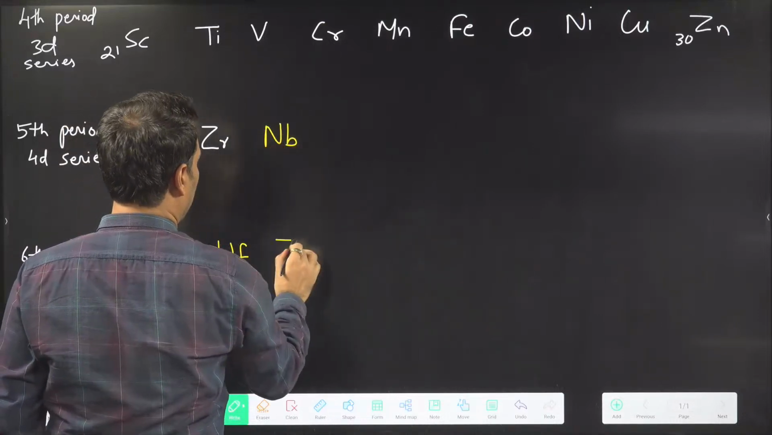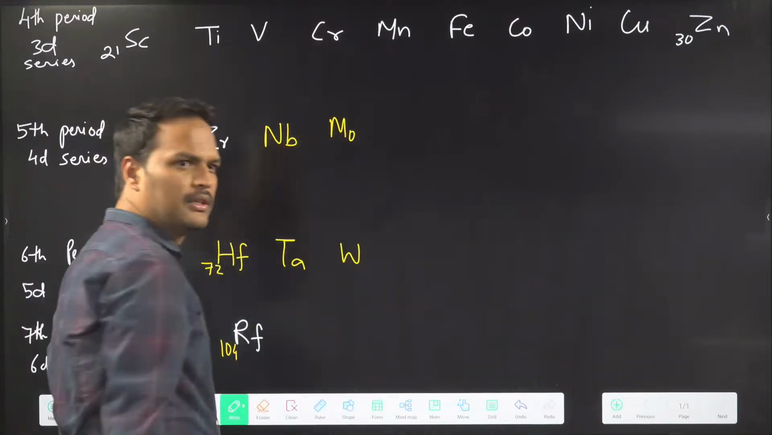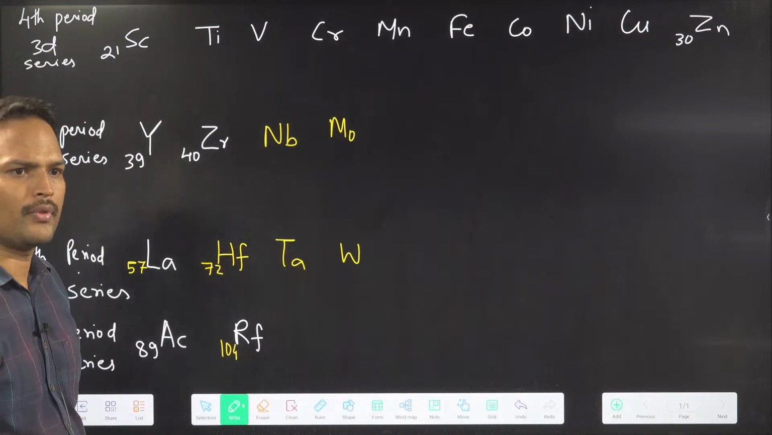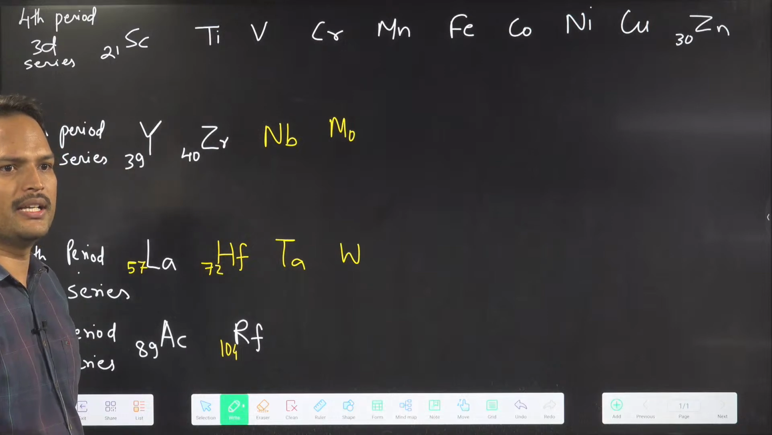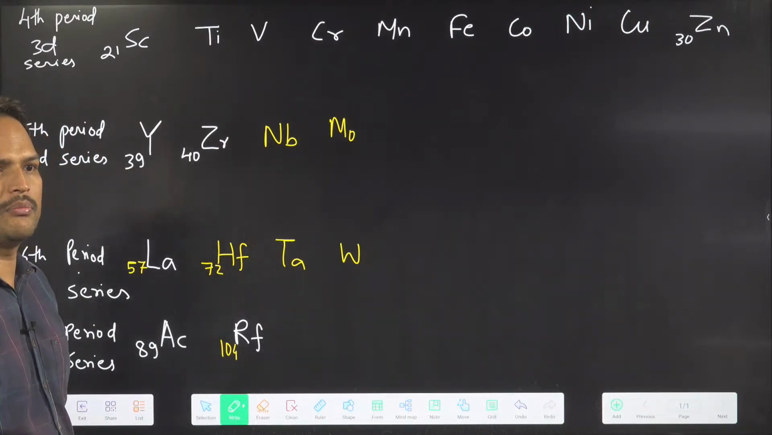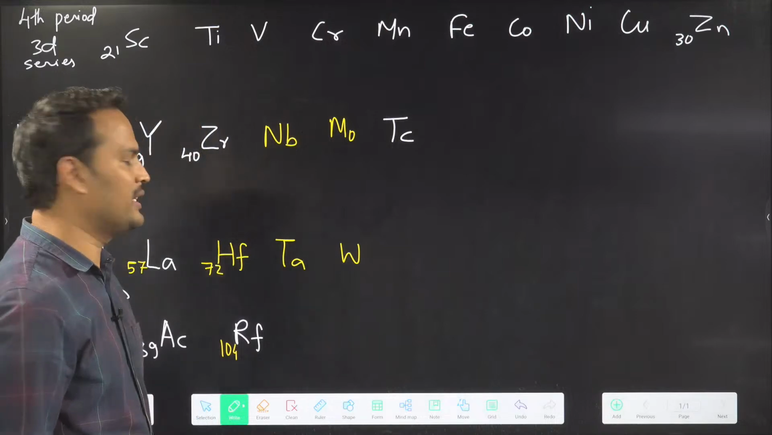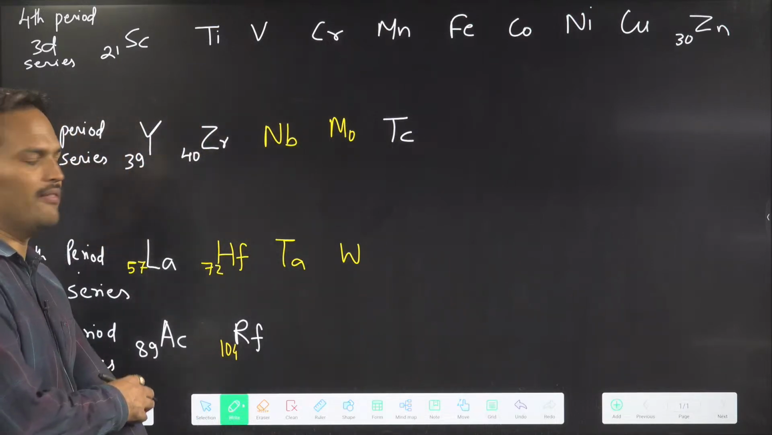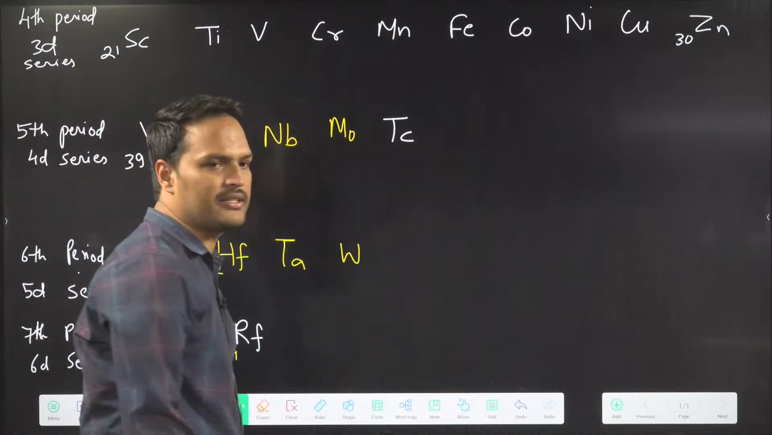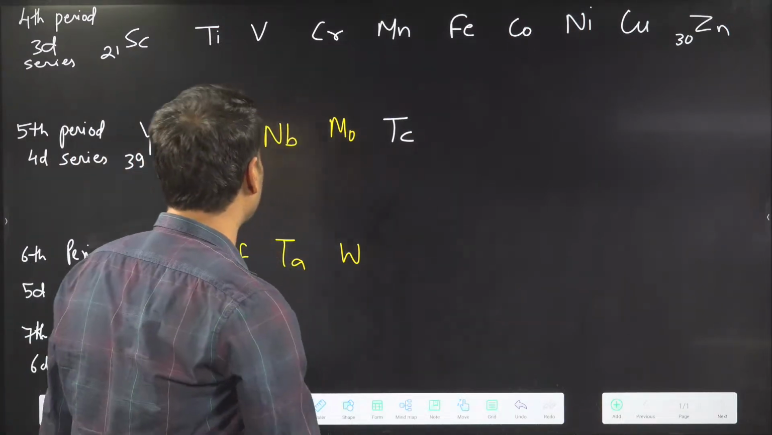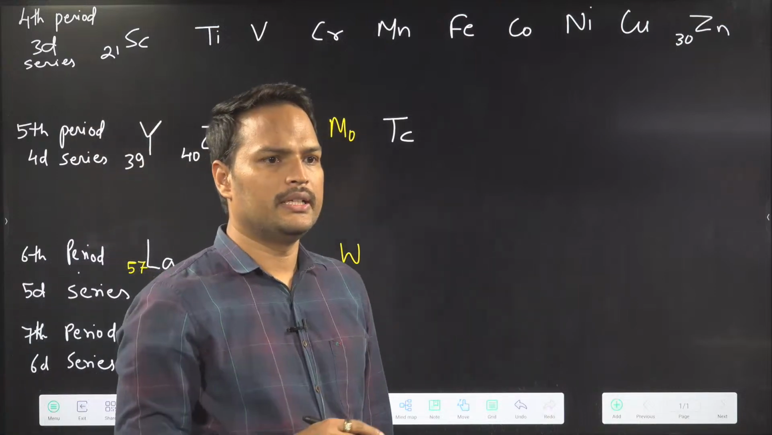Zirconium, hafnium, niobium, tantalum, molybdenum, tungsten. Is it correct? Ramya has written niobium, molybdenum. After molybdenum, what have you written? Te. It is not Te, I think. That is Tc. We have the mnemonics also, I will tell you. Let's complete this one first. Tc is there, Te is not there. Technetium. After technetium, what is there?